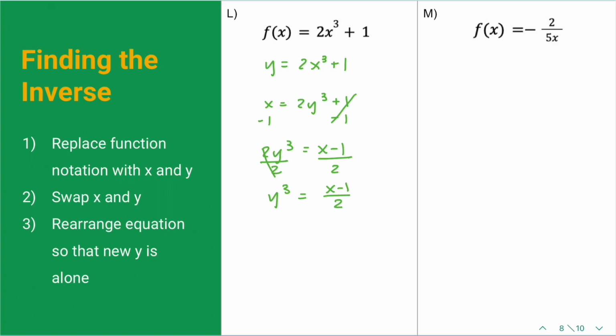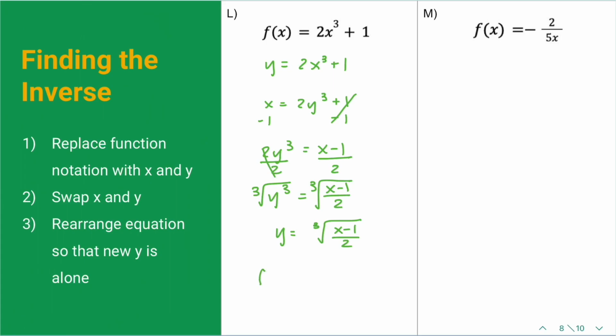And then we can cube root, not square root, cube root both sides. Y equals the cube root of x minus 1 all over 2. If you wanted to be extra special, you could go through and rationalize that denominator. Technically, that is a radical in the denominator. But with inverses, we are just looking for a function that undoes the other function. And so if you just have it like that, I would accept it.